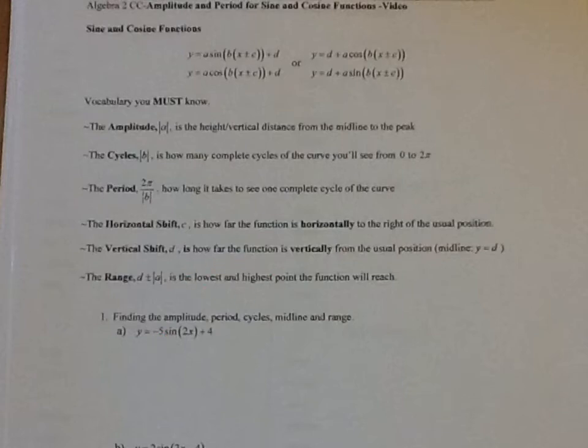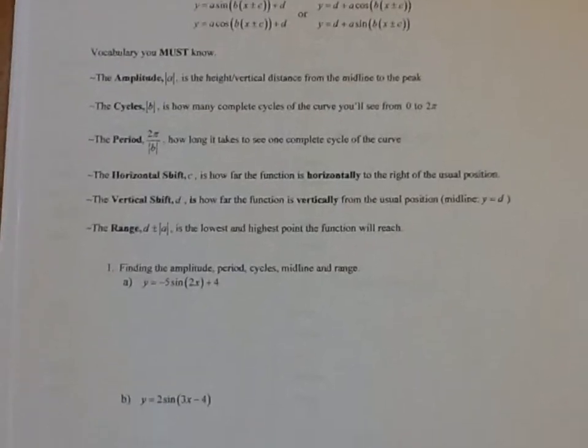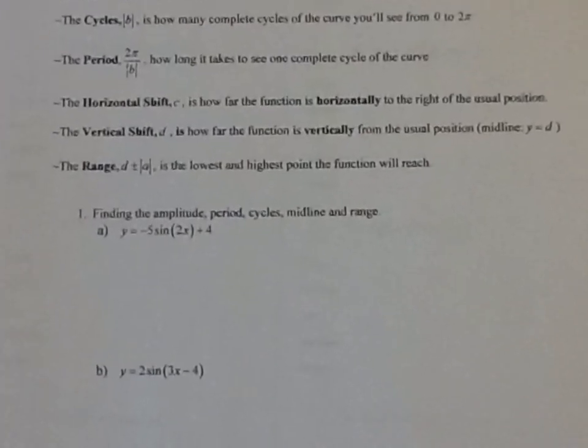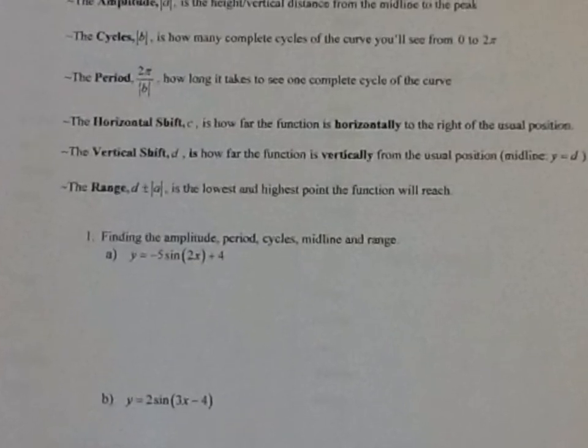All right, so let's take a look at the first equation. It says identify the amplitude, the period, the number of cycles, the midline, and the range. Okay, so let's start with the amplitude. Okay, so the amplitude is the absolute value of A. So remember where the A is. The A is in front of your sine. And in this case, it's the absolute value of -5, which is going to be 5. So what that means is from your midline, it's actually going up 5 and it's going down 5.